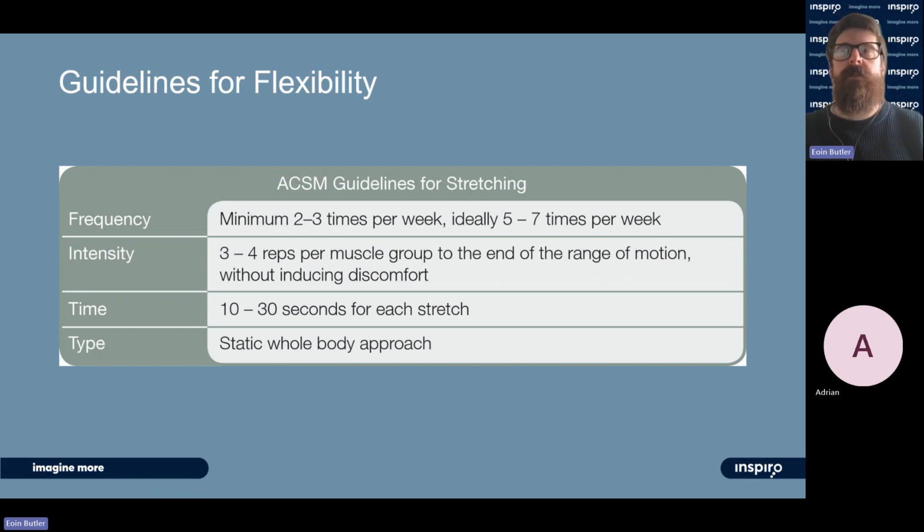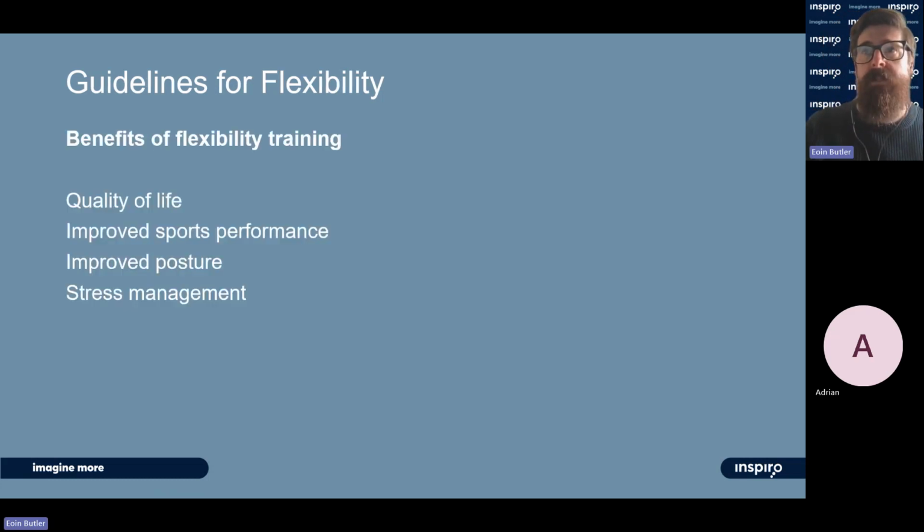When they say 3 to 4 reps, that would be hold for 10 seconds first, that's rep 1, come out, go back into the stretch for 5 seconds, that's rep 2, come out, back into the stretch for another 5 seconds, that's rep 3, and then rep 4 would be another 5 seconds. So 10 to 30 seconds for each stretch, and a static whole body approach. Benefits of flexibility training: it'll improve quality of life, it'll improve sports performance, it'll improve posture and reduce stress, also helping to prevent risk of injuries.